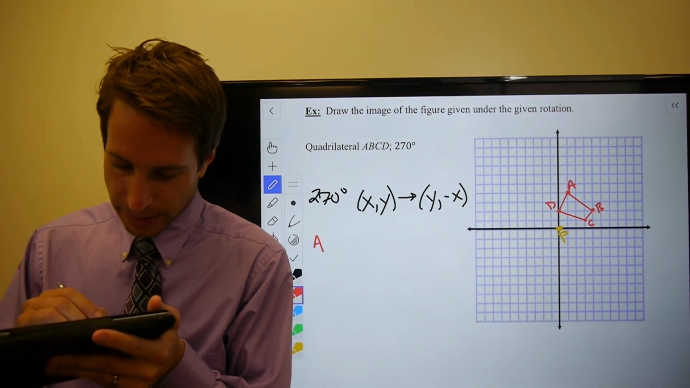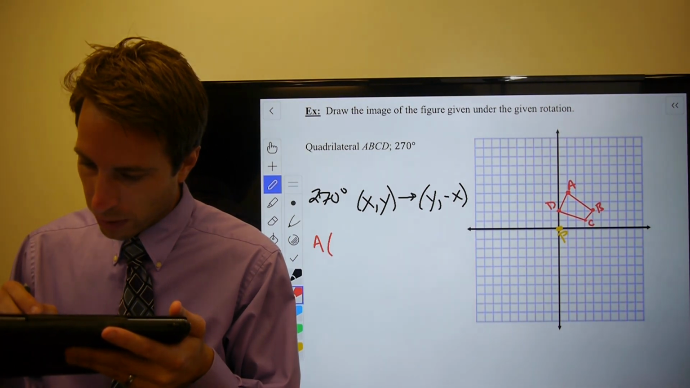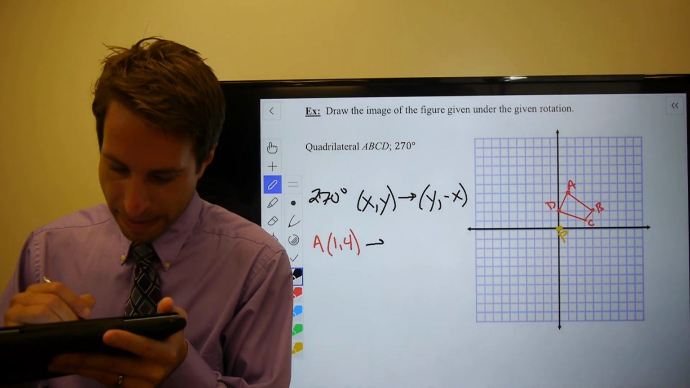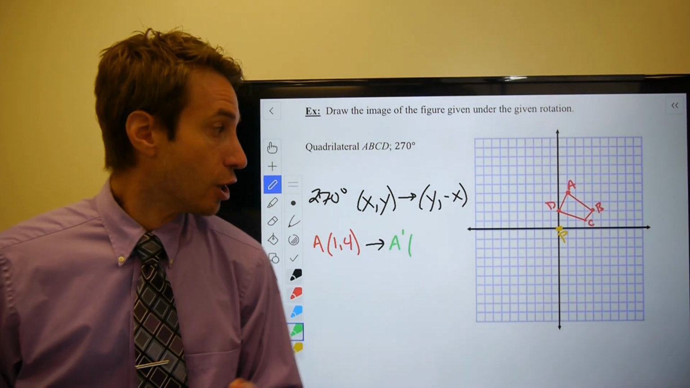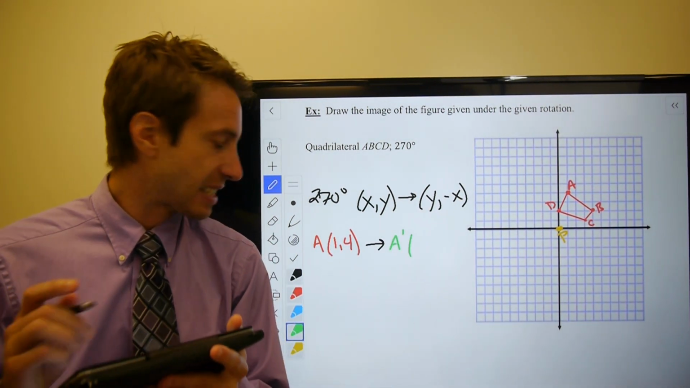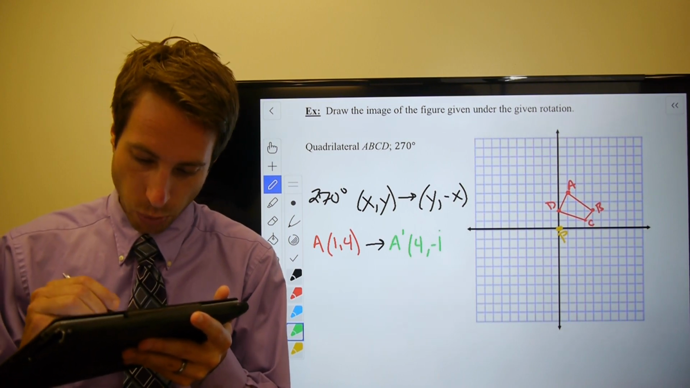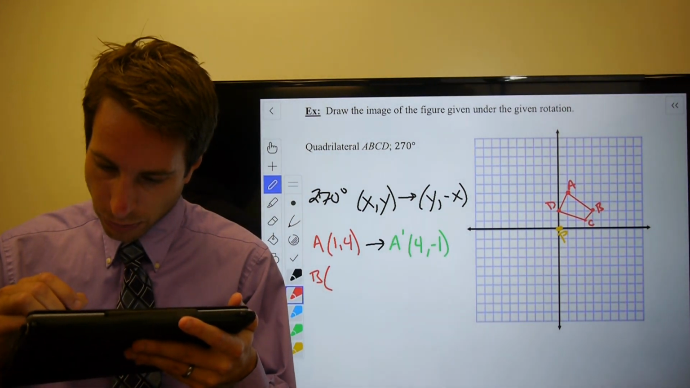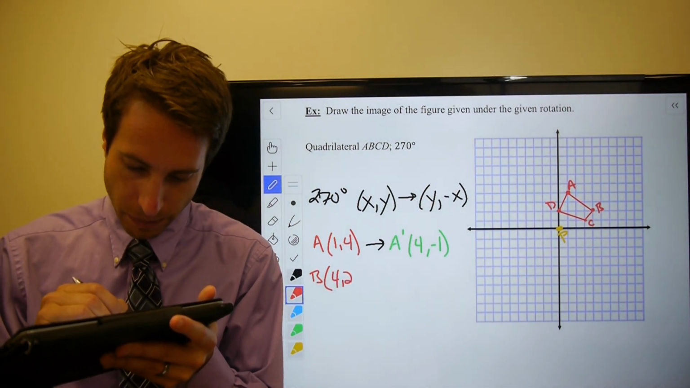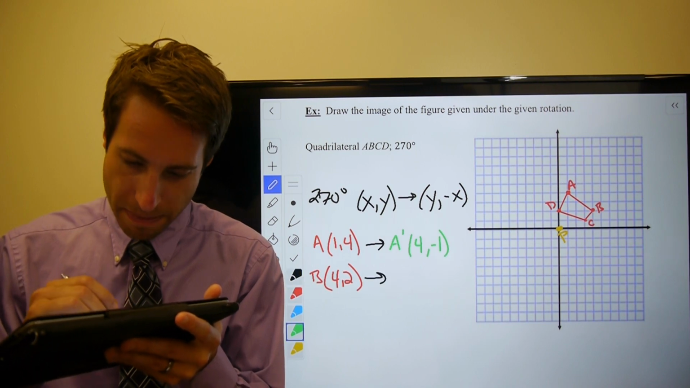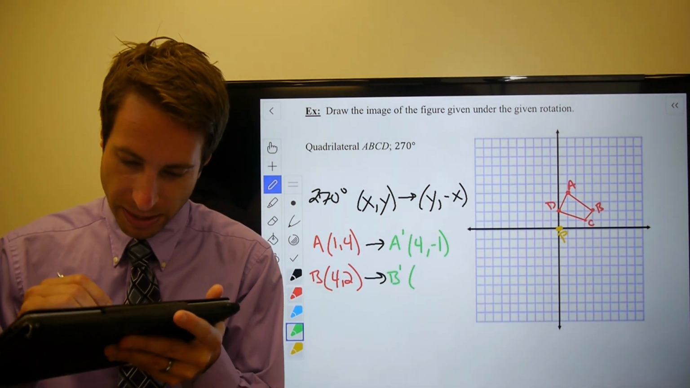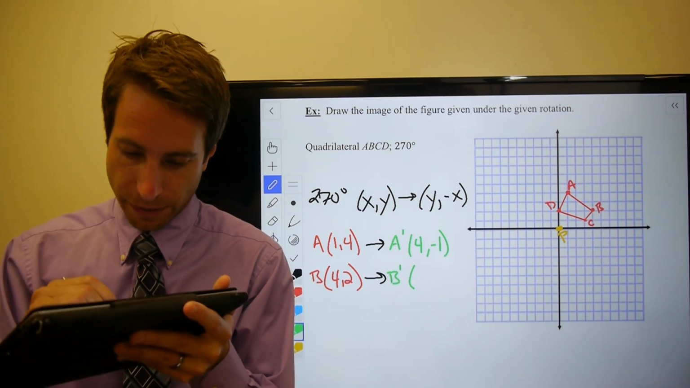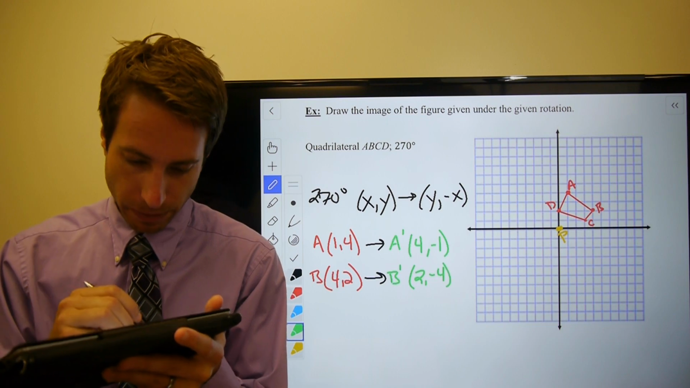So here we go. A is at the point 1, 4, which means that it is going to get mapped to A prime. Switch the x and y values, make the x negative. So 4, negative 1. B is at 2, 4. Switch the x and y values, make the x negative. B prime is going to be at 4, negative 2.